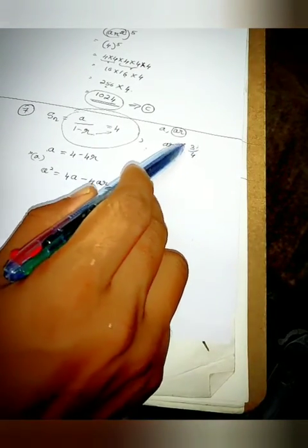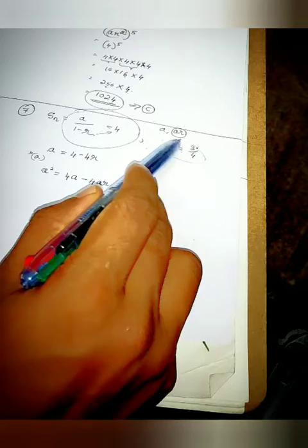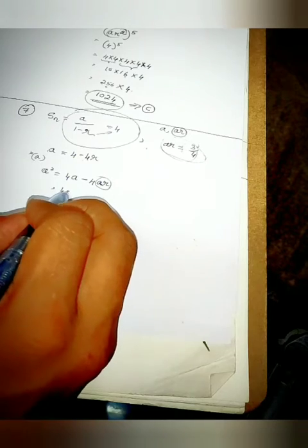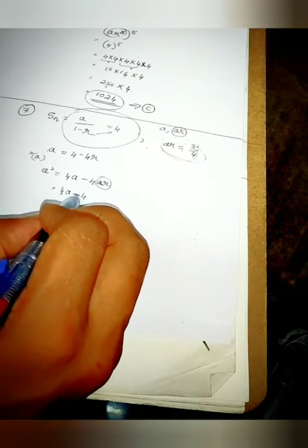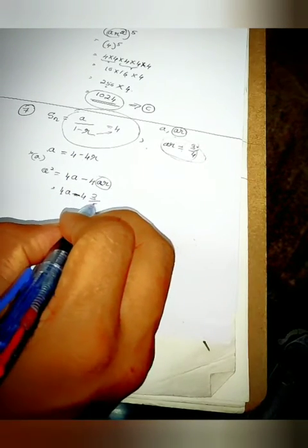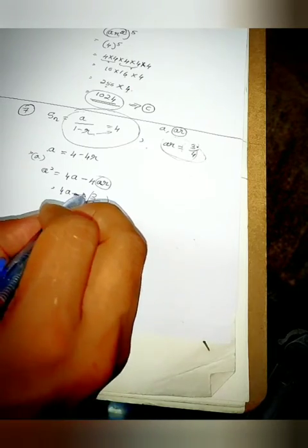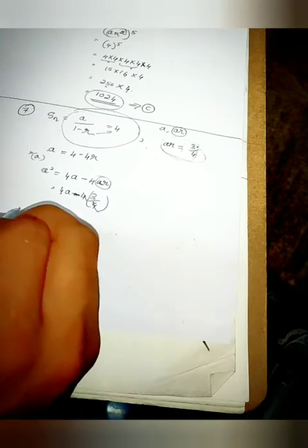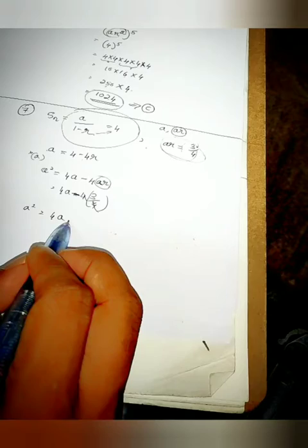Why did I do that? Because I want to make use of whatever is given in the question, here as ar. ar is nothing but 3 by 4. So this is minus 4 into 3 by 4. The 4 and 4 will cancel and it becomes a square is equal to 4a minus 3. I hope it is clear till here.